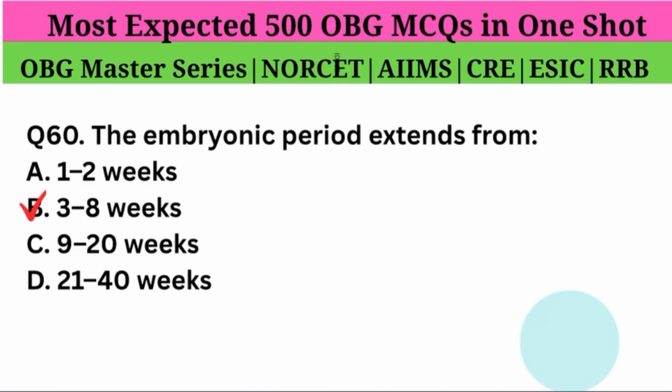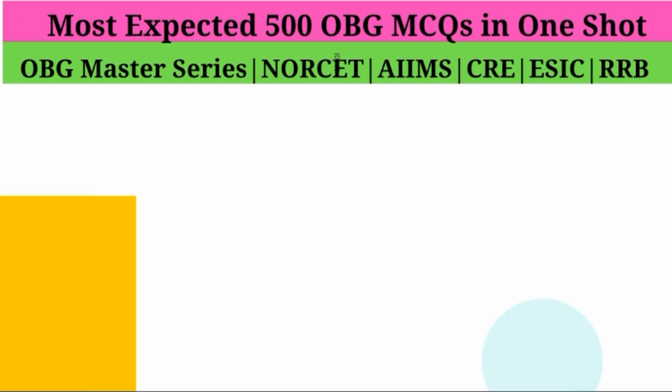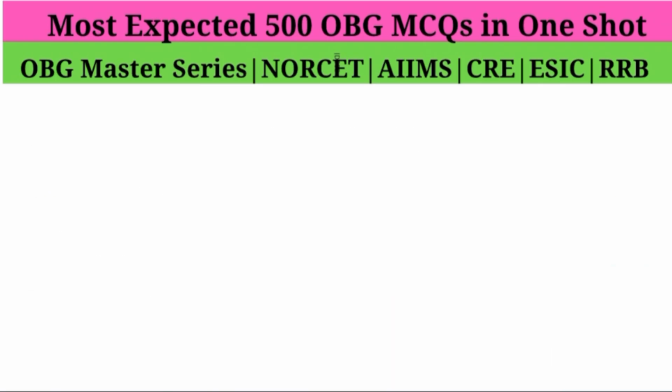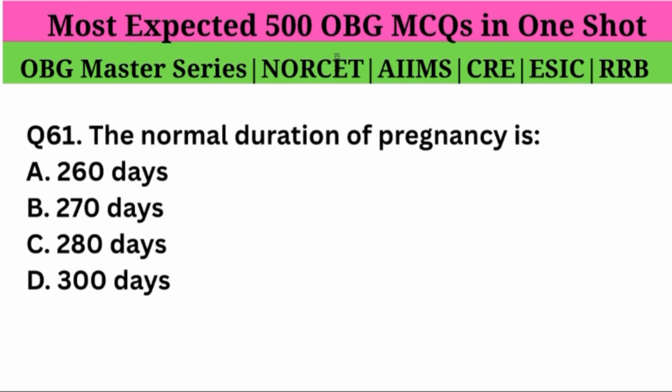Your correct option is option B, 3 to 8 weeks. Next topic, physiological changes in pregnancy. The normal duration of pregnancy is. Correct option is option C, 280 days.